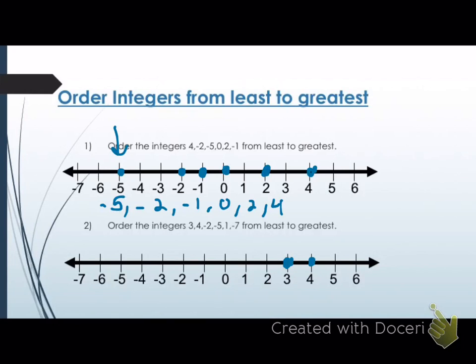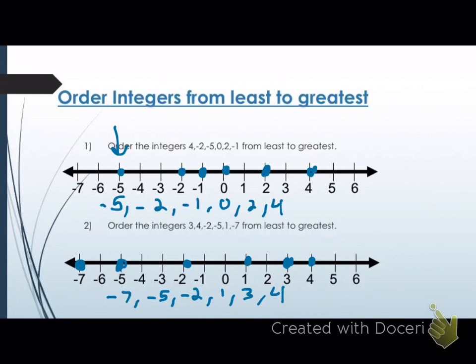We have 4, -2, -5, 1, and -7. Okay, if we're going to do from least to greatest, remember we look at the left because that's the smallest side. Go ahead, we got -7, -5, -2, 1, 3, and 4. And that is from least to greatest.